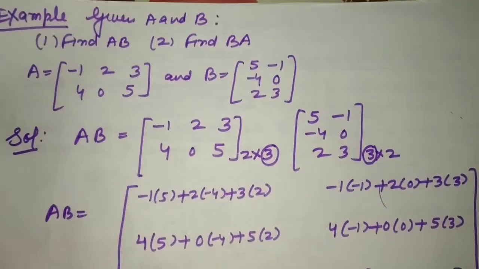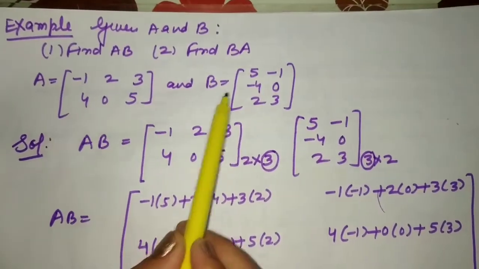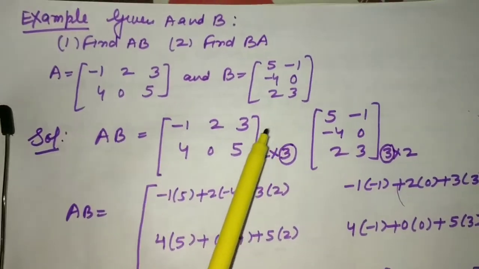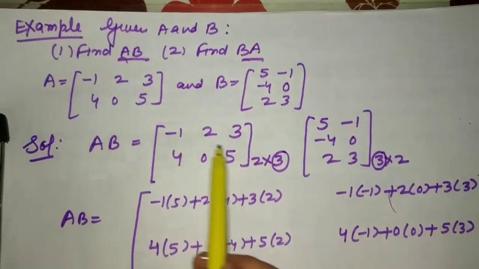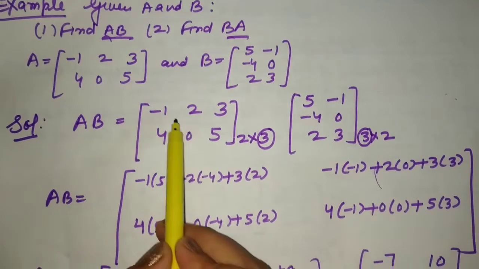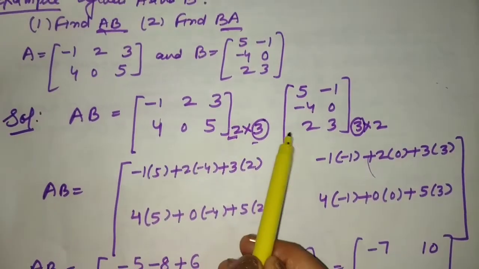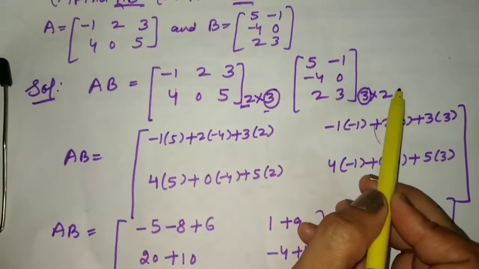Let us suppose this is the matrix. A is equal to minus 1, 2, 3, 4, 0, 5 and B is given as 5, minus 1, minus 4, 0, 2, 3. So we have to find out AB and BA. AB, that means firstly I will write down the order. There are two rows, so I have written 2 rows and 3 columns. Here it is also 3 rows and 2 columns.